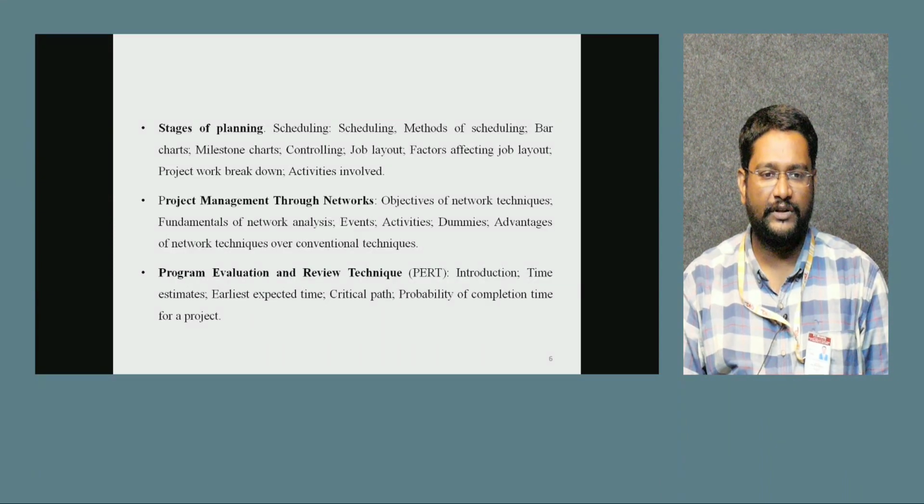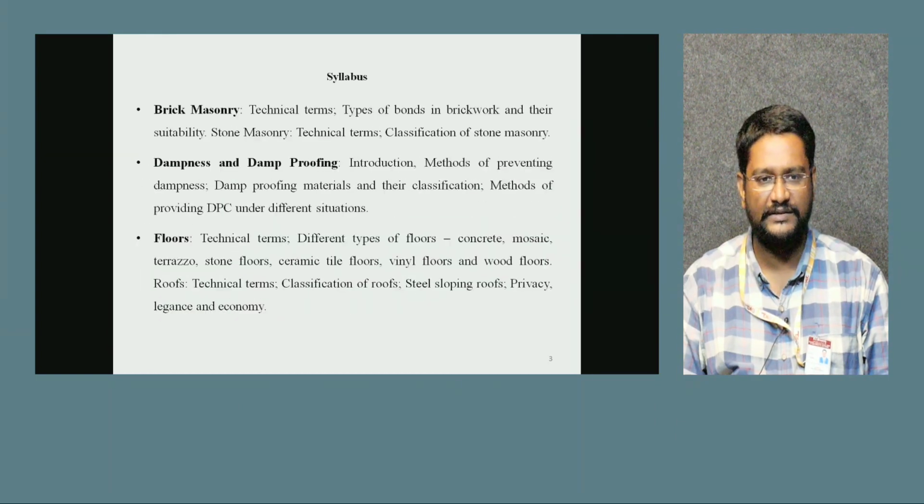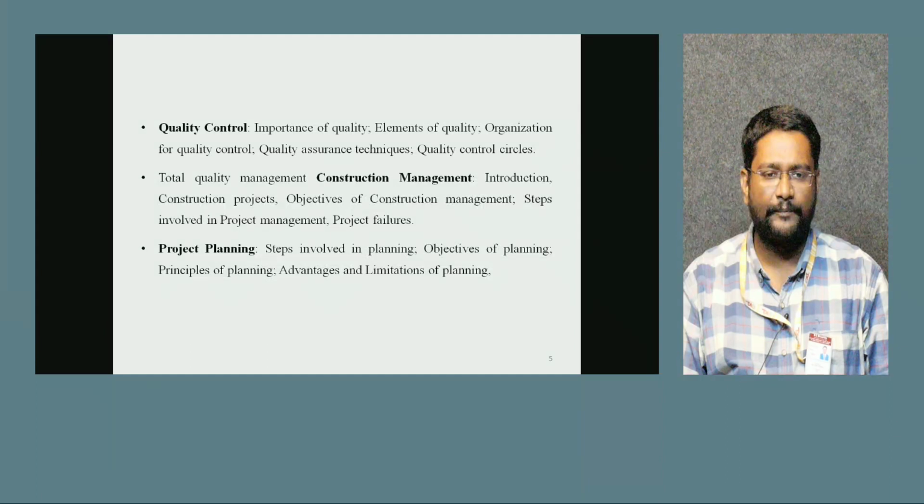Next, coming to the fourth outcome, we have the stages of planning: what are the different stages of planning at a construction site? Next, project management through networks, where we have some different networks. The last topic in CO4 will be PERT. What is PERT here? Program Evaluation and Review Technique. These 3 topics come under this CO. All these 4 COs are in the lecture part.